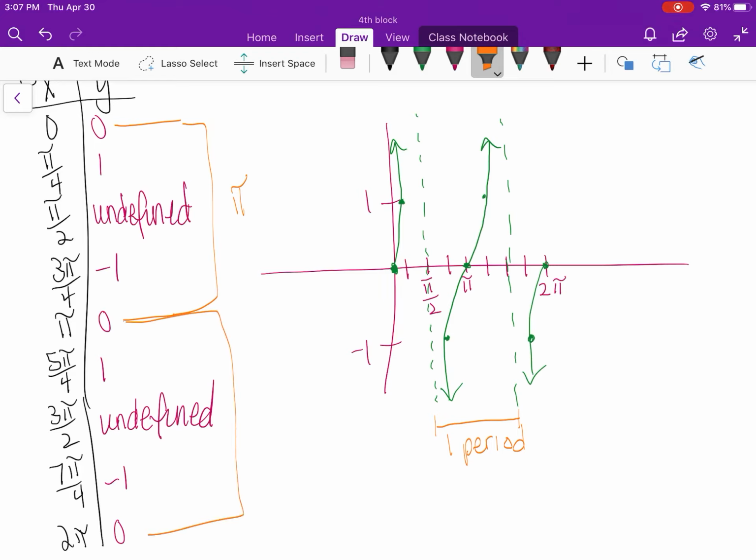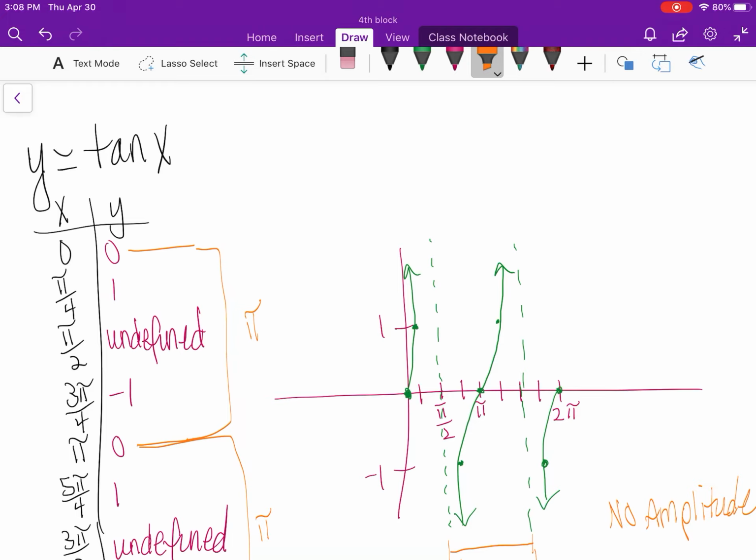Pi. And then the same thing from pi to 2 pi, where I have another 0. That difference is pi. So 1 period is going to be pi. And on the graph, that just means you're going from pi over 2 to 3 pi over 2. That difference would be pi. Now this time, is there an amplitude? Nope, because you don't really have a maximum or minimum.